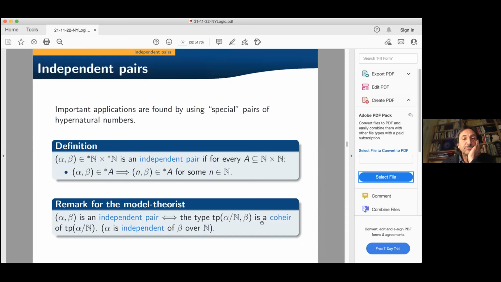Okay, so let's go now to another fundamental ingredient, the notion of independent pair. I was told, I think, by Roman for the first time, who noticed that this notion is indeed a notion that is considered in model theory, related to the notion of coheir. So in non-standard terms, one can state this property in a very simple form and say that a pair of hypernatural numbers is independent if whenever the pair belongs to the extension of some set, then there must be some finite natural number n with the property that n beta belongs to the extension of the set. So whenever alpha beta belongs to star A, also n beta belongs to star A for some finite n.